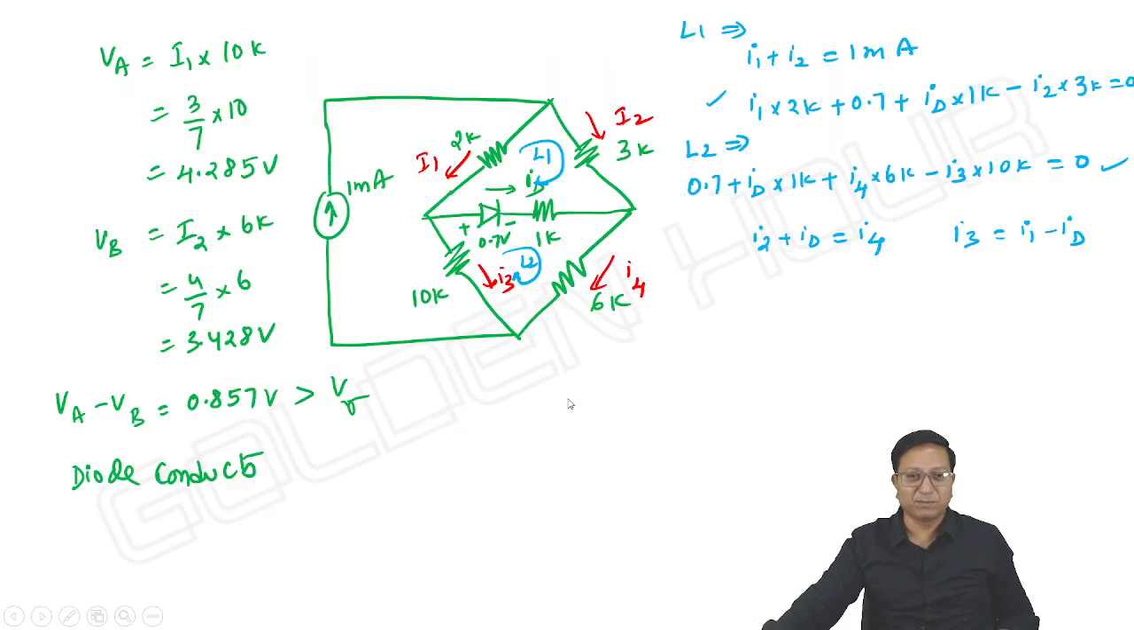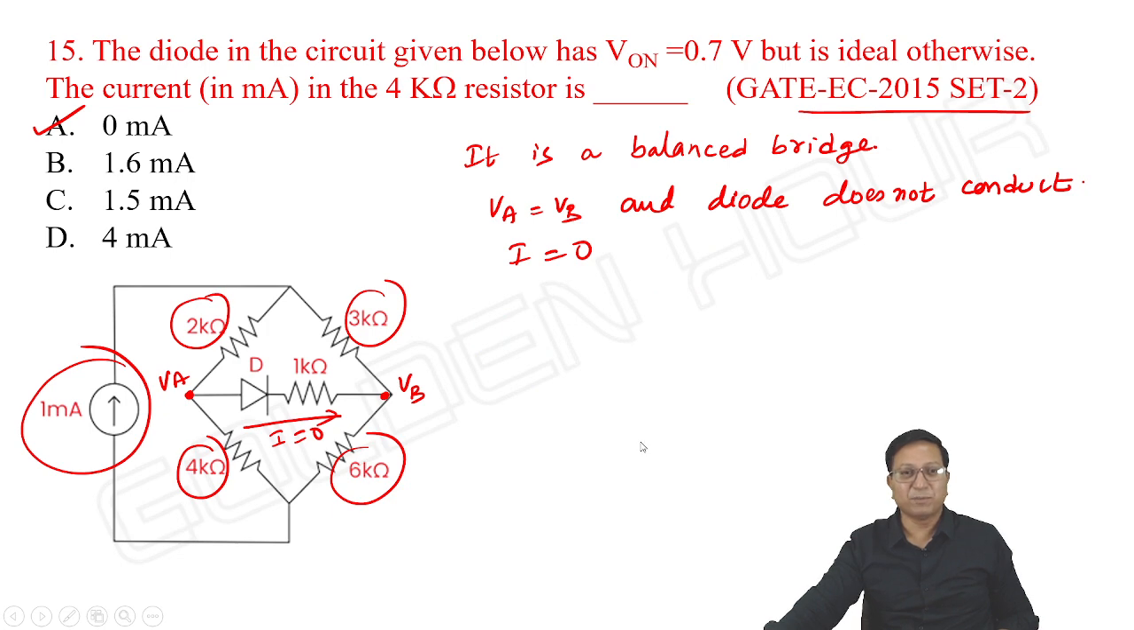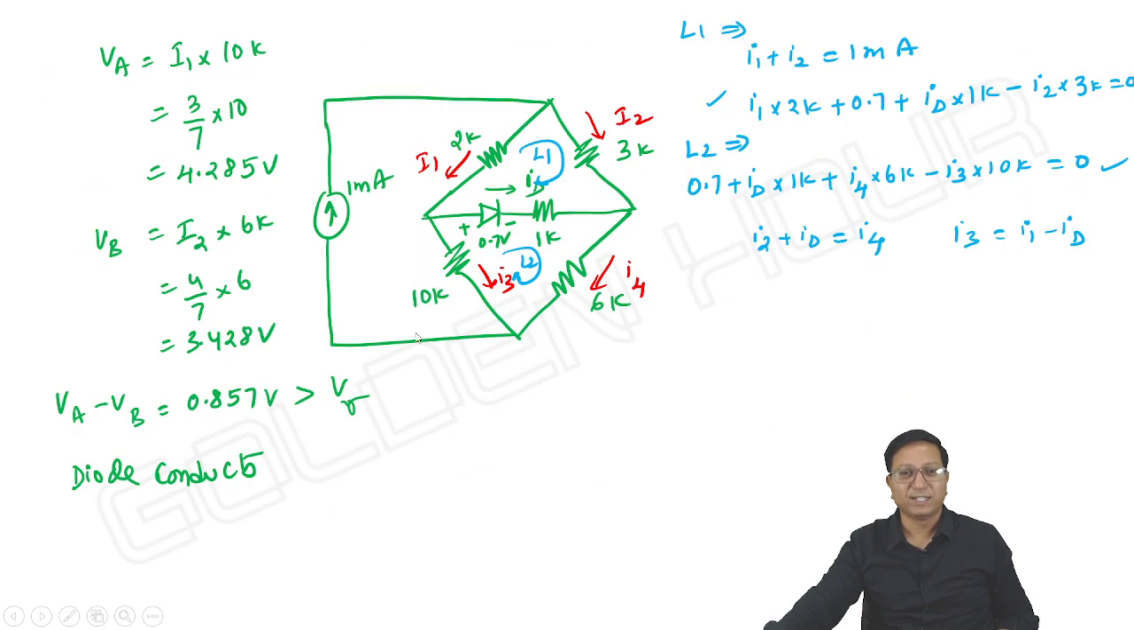Whereas in the previous problem, is it possible to say whether the diode is on or off? No, we are unable to. And as it looked like a bridge, I assumed the diode is off and did the calculations. But in this problem, if I start my analysis with an assumption that the diode is on, you can understand how laborious it is. I have to find I1, I2, ID, etc. And if ID is negative, then the diode is off, our assumption is wrong. And if ID is positive, the diode is on.